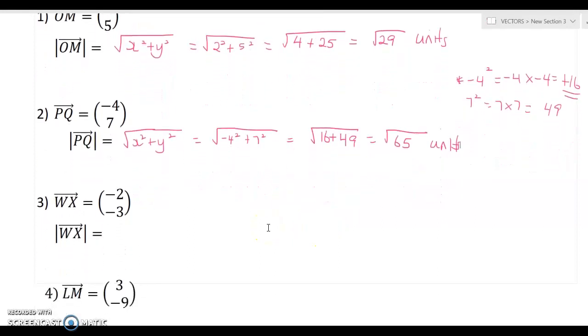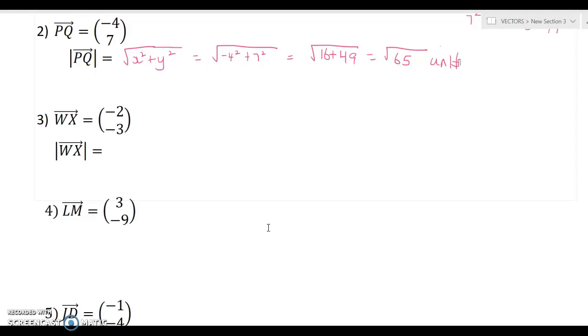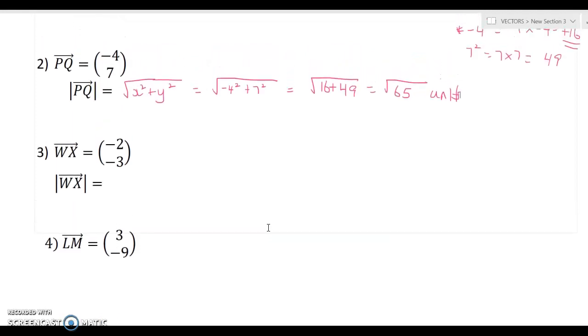All right, let's look at the last three. Let's look at number 3 first. So here again, square root of x squared plus y squared: minus 2 squared plus minus 3 squared. Minus 2 squared is minus 2 times minus 2, which is positive 4, plus minus 3 squared is minus 3 times minus 3, which is positive 9. So you're going to get the square root of 13, and you can just put units at the end.